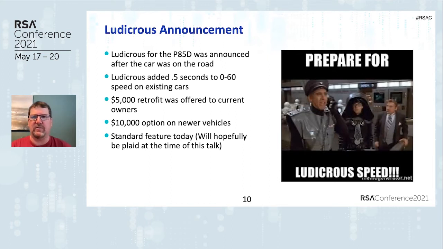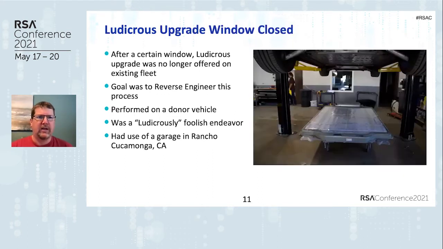And then by the time of this talk, Tesla claims that the Plaid Model S will be the one that's available. So after a certain window, after a couple of years, it was no longer possible to get a Ludicrous upgrade on an existing P85D. So I took on the goal to reverse engineer that process, because I figured if they had that available in the service centers, I might be able to figure it out. And it turns out it was really complicated. Like I say, it was a ludicrously foolish endeavor, but luckily I had use of a garage.